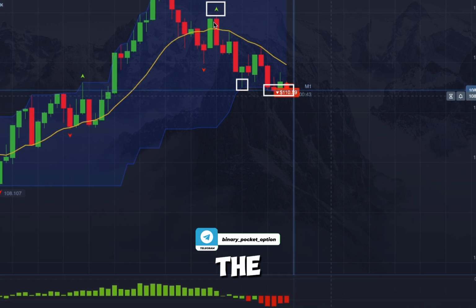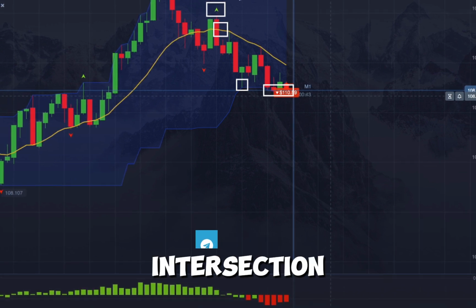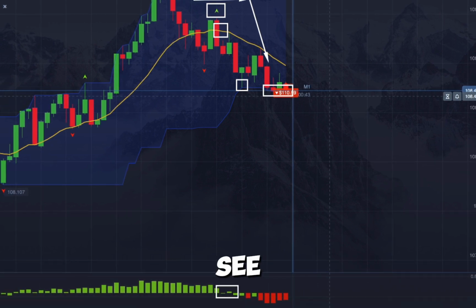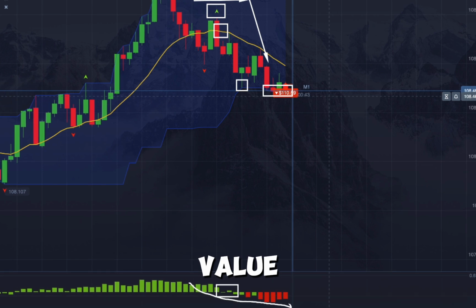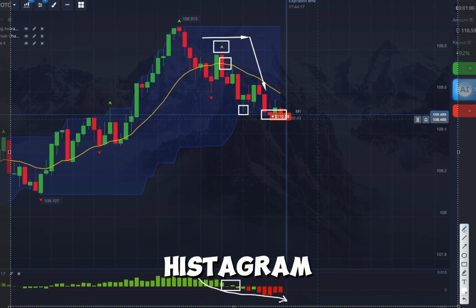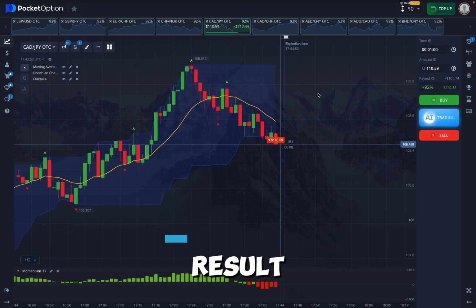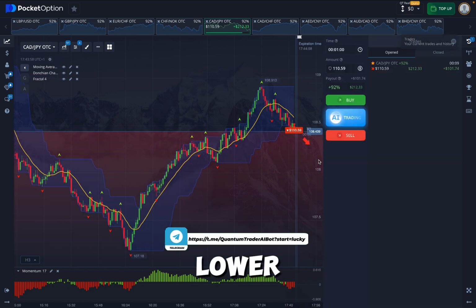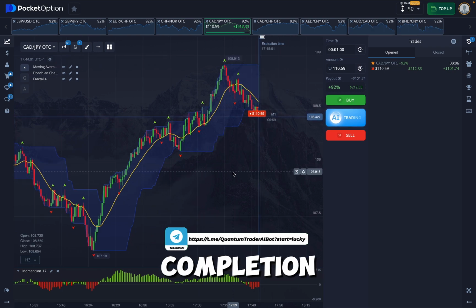Also, after updating the local maximum, here we see the intersection of the weighted moving average from top to bottom, and on the volumes we also see the intersection of the average value and color changes and direction on its histogram. Let's look at the result. I think the extreme point here should be updated even lower, the last seconds before completion.